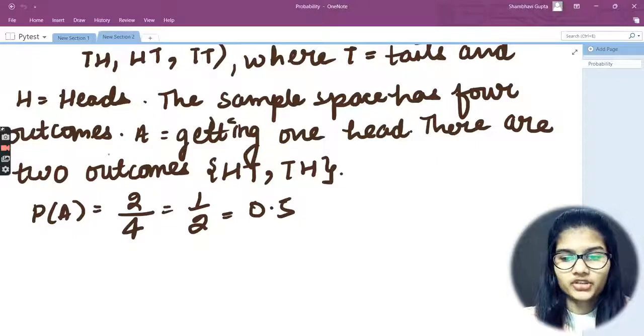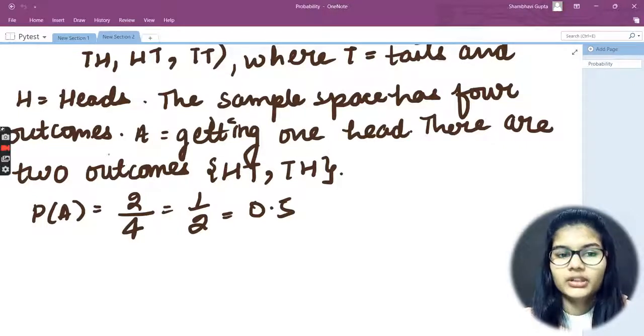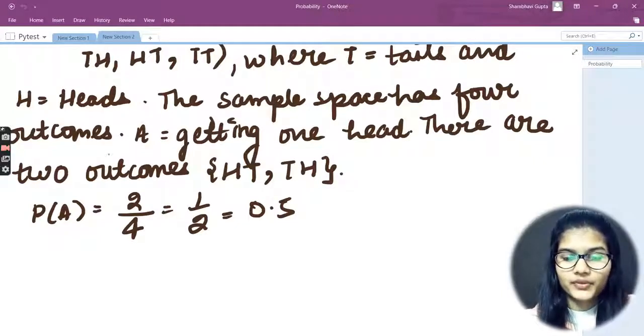T was referring to tails and H was referring to heads, right? So in that case, the sample space will have 4 outcomes. And A will be getting one head. In that case, there will now be 2 outcomes, that is head-tail and tail-head, because these are the only 2 outcomes in which one head is occurring. These 2 are the only events.